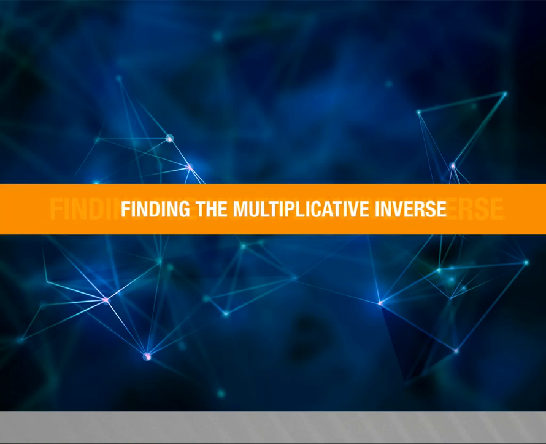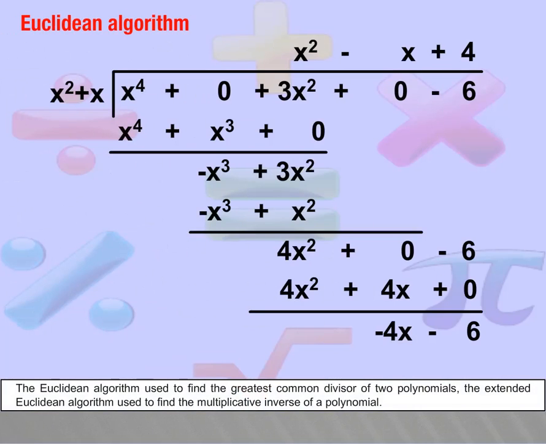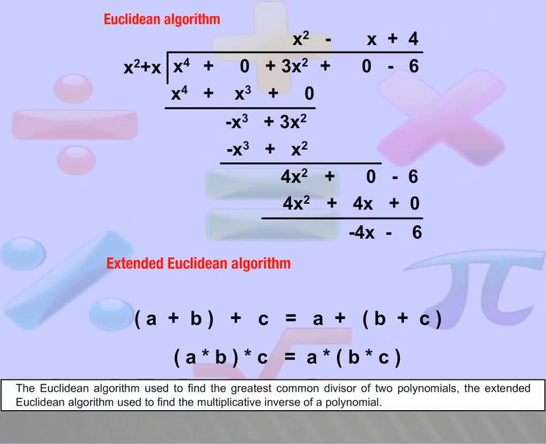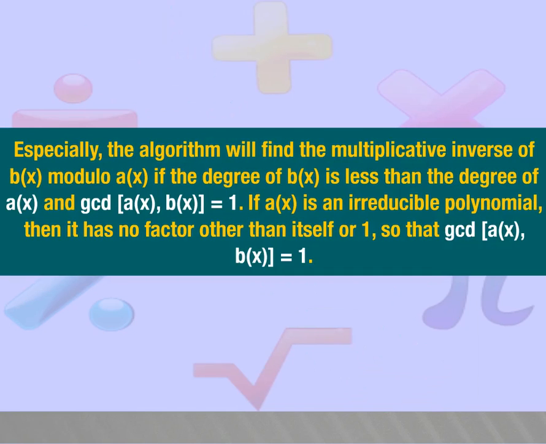Finding the multiplicative inverse. In this video, we are going to see about finding the multiplicative inverse. The Euclidean algorithm is used to find the greatest common divisor of two polynomials. The extended Euclidean algorithm is used to find the multiplicative inverse of a polynomial. Specifically, the algorithm will find the multiplicative inverse of b(x) modulo a(x) if the degree of b(x) is less than the degree of a(x), and GCD(a(x), b(x)) is equal to 1.